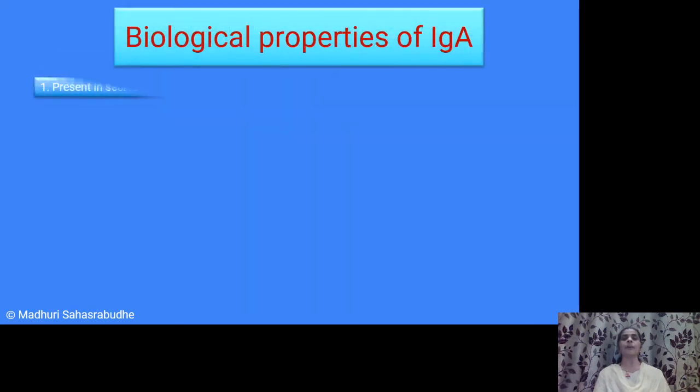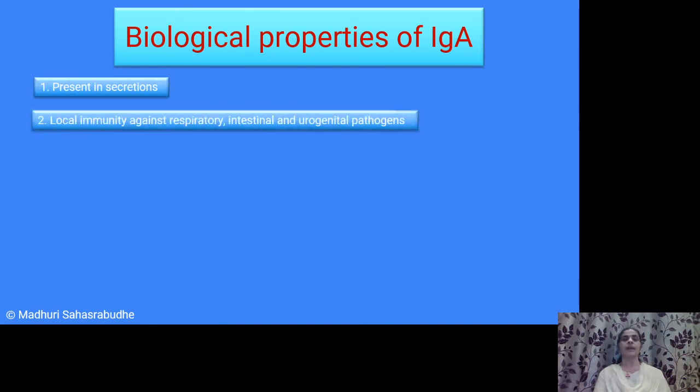Coming to the biological properties of IgA, it is present in secretions. It provides local immunity against respiratory, intestinal and urinogenital pathogens. If you look at the biological properties, we'll find that every immunoglobulin has its own unique function. As we have said, IgG protects the body fluids, whereas IgA protects the secretions.